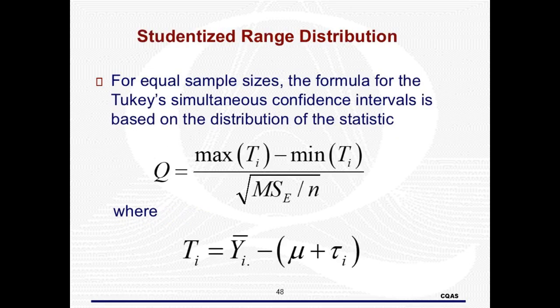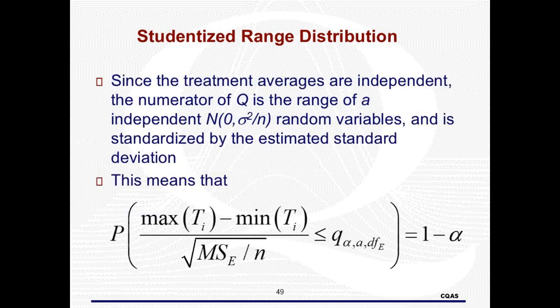The studentized range distribution is central to Tukey's method. The statistic is based on the difference between the largest and smallest sample means. Think about why that makes sense. If we can control the most extreme difference among the means, then we've automatically controlled all of the smaller pairwise differences as well. This idea provides a very efficient way to protect against false discoveries while maintaining reasonably short confidence intervals. Let's build some intuition for this distribution.